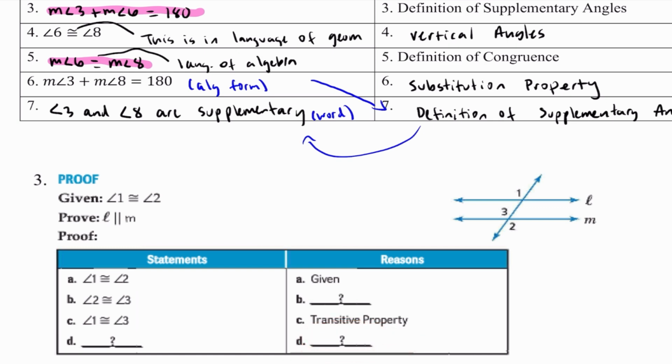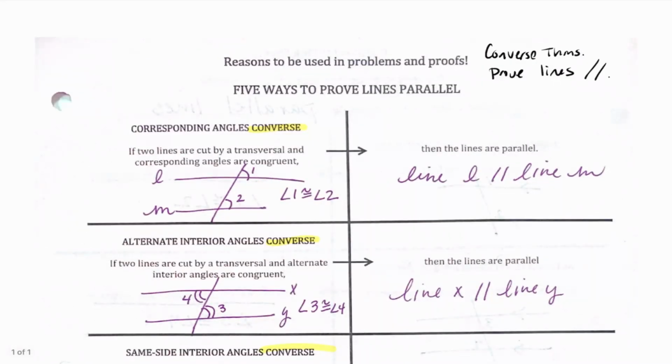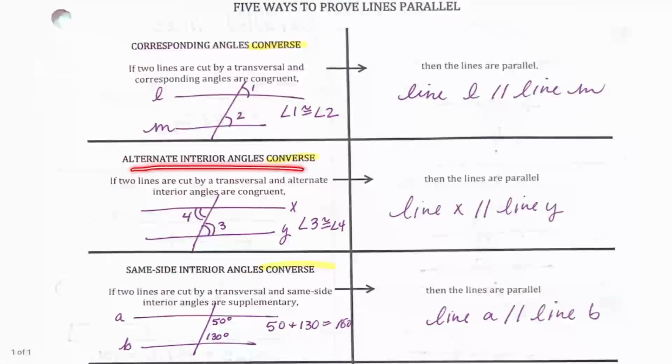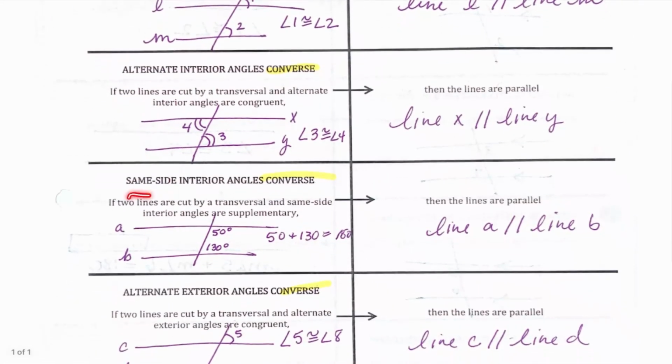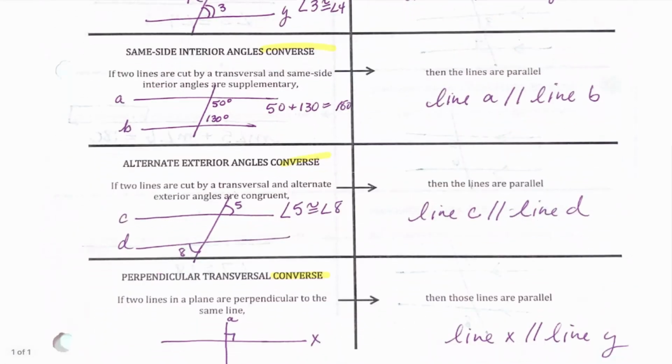And if you don't know what I'm talking about, you should look back at your pink sheet containing all the converse theorems that we discussed. Remember that converse theorems prove lines parallel. We have the corresponding angles converse, the alternate interior angles converse, the same side interior angles converse, the alternate exterior angles converse, and the perpendicular transversal converse.